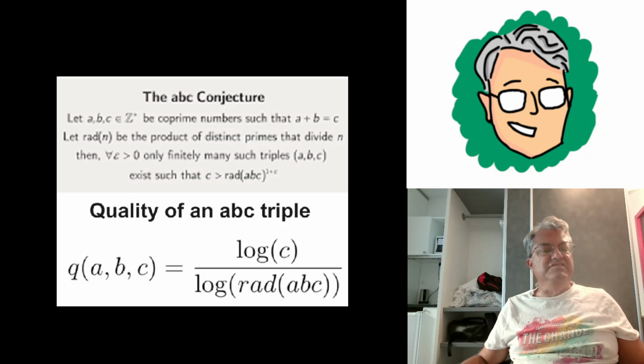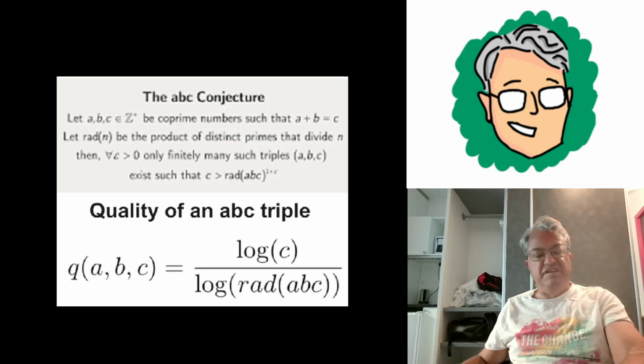So another way to state the ABC conjecture is just that for every triple of integers A, B, and C satisfying the properties given above, the quality of that triple Q of ABC is greater than 1 plus epsilon for only finitely many triples, for any given positive number epsilon, no matter how small. There's only finitely many triples satisfying the conditions of the ABC conjecture with quality greater than 1 plus epsilon. That's just another way to say it.